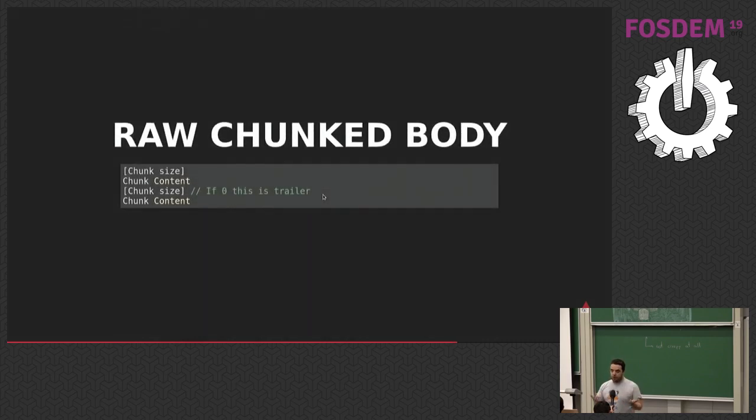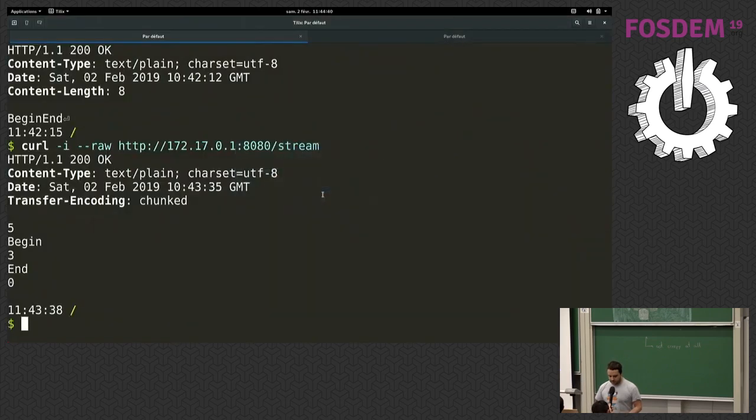What happened in the raw body? In fact, the body will be in chunks: a chunk size, then a chunk content, then a chunk size, a chunk content, and if your chunk size is 0, this is a trailer. So it will be something like this: we have 5 bytes, the hello content, then 0 bytes, and the X-Trailer value. Let's see it in a real case.